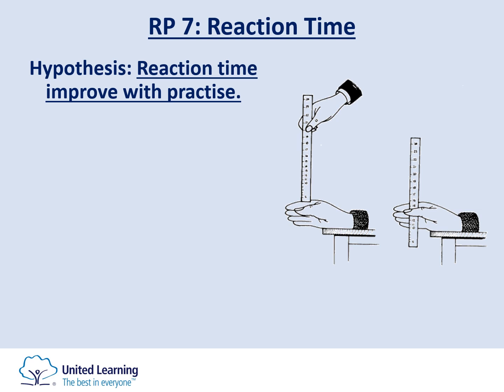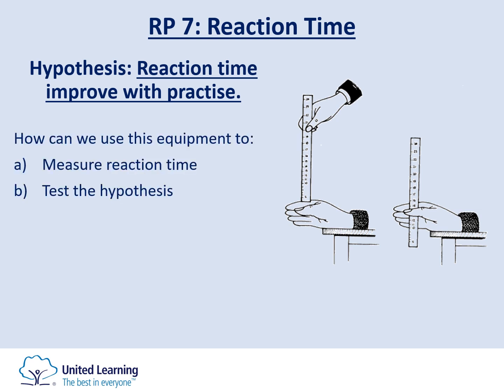As you can see in the image on the right, we're going to have a meter rule. One person is going to be dropping the meter rule and the participant is going to be catching the meter rule as quickly as possible. The equipment that's going to be used here is going to be used to measure reaction time and then also to test the hypothesis. So by doing repeat trials, is it going to improve the person's reaction?